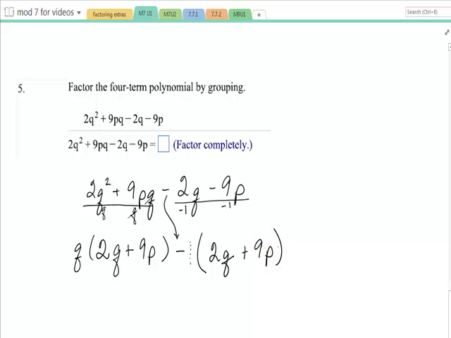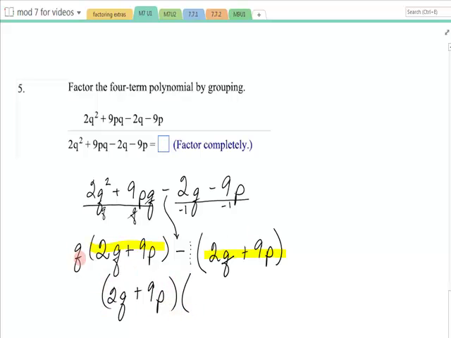If you're doing one of these problems and the second group does not have anything in common, then what you will write will be a 1. If this is plus, it'll be a plus 1. If this is minus, it will be a minus 1. All right, we see a common binomial. That leaves me with 2q plus 9p. That's my common binomial.